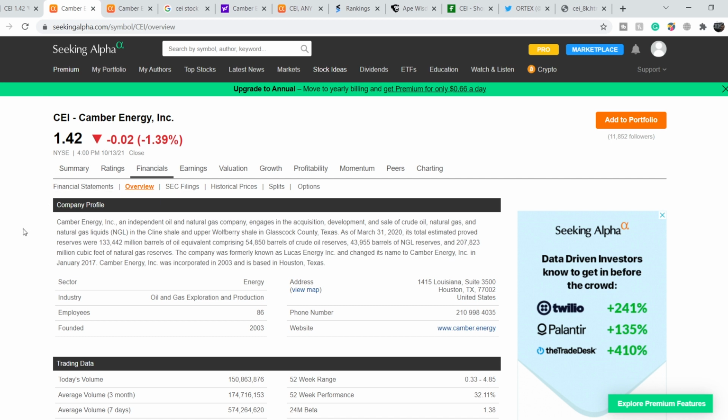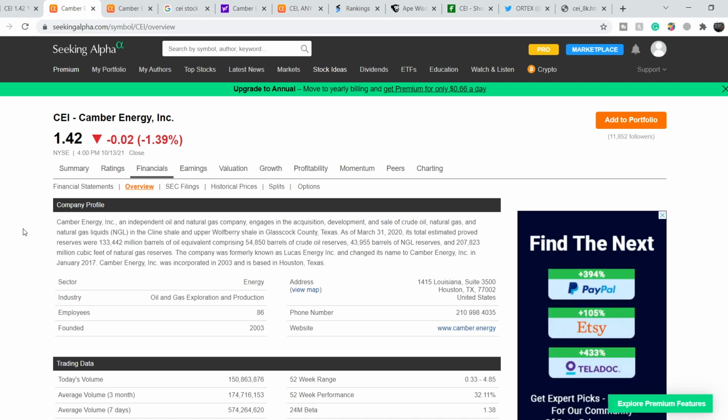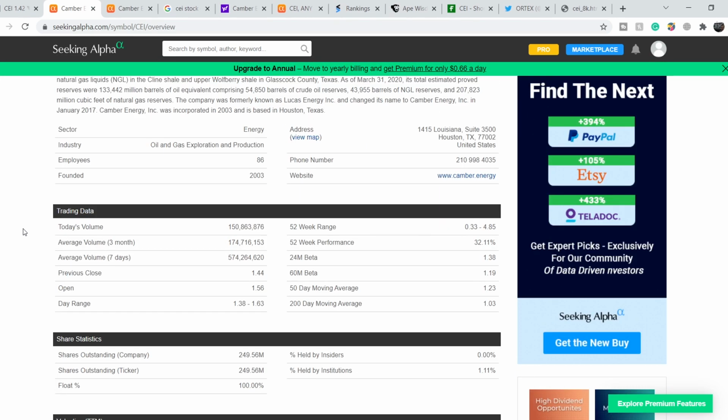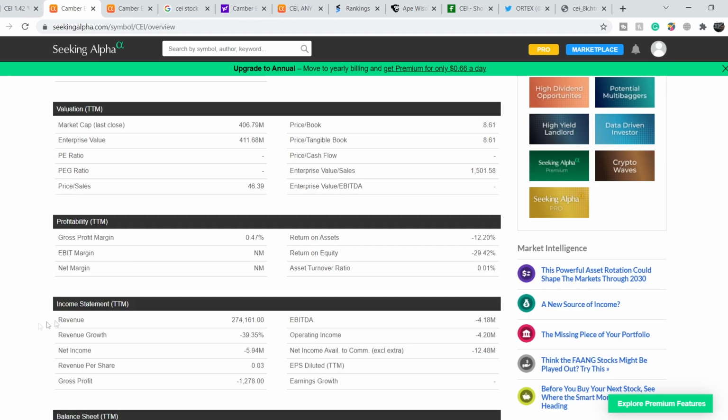So let's start with the company profile. Camber Energy, an independent oil and natural gas company, engaged in the acquisition, development and sale of crude oil, natural gas and natural gas liquids in the Cline shale and Upper Wolfberry shale in Glasscock County, Texas. And this company for now has a total market cap of $406.79 million. They have a revenue of $274,161. It's a very tiny revenue.